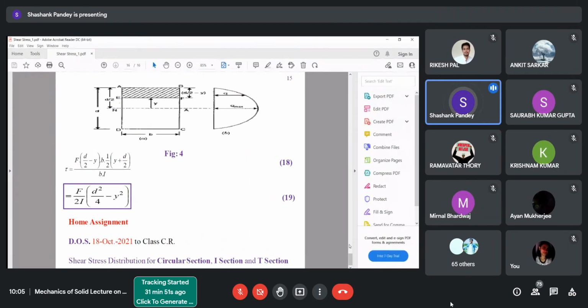So you derive it for your circular cross section, I section, and T section, and submit it after the mid semester, that is after 18th of October. You submit it to the class CR.